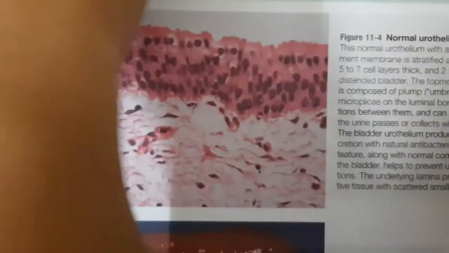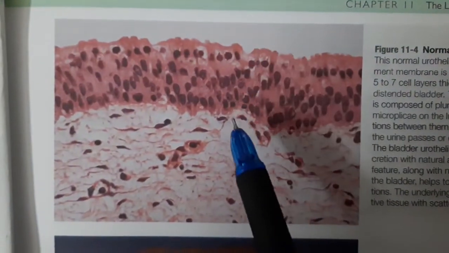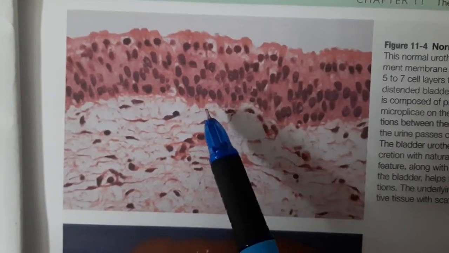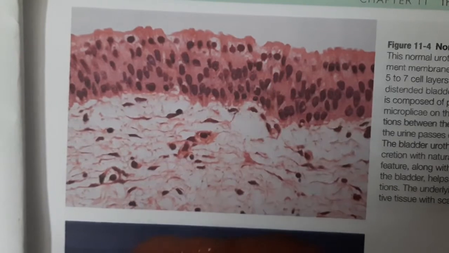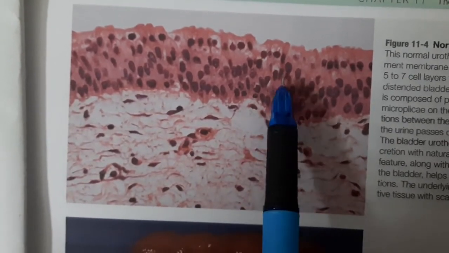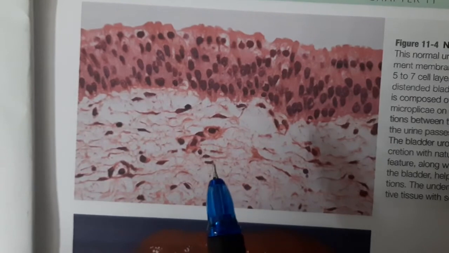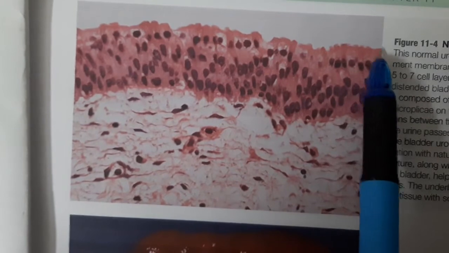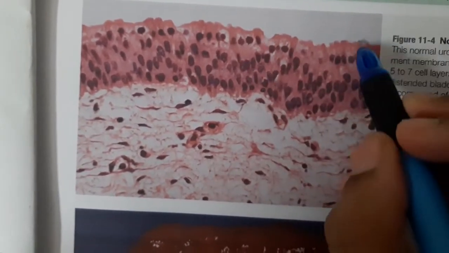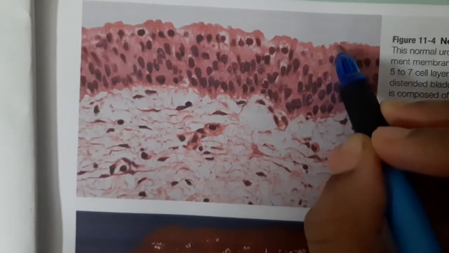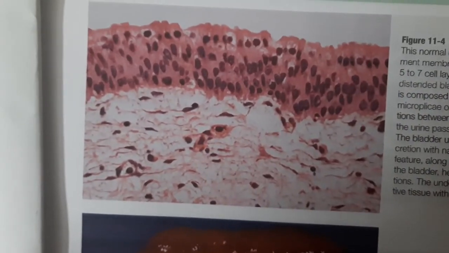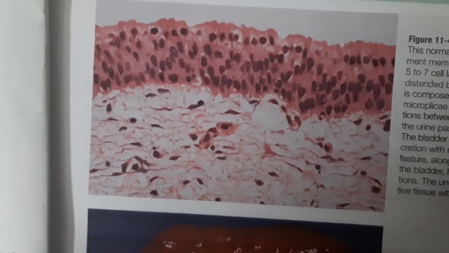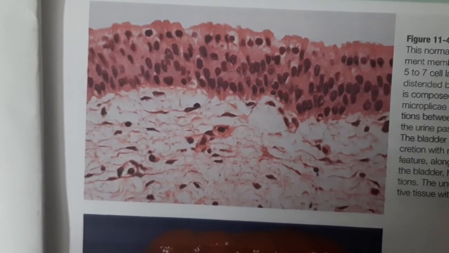Hello friends, if you can see, this is the picture of histopathological picture in Robbins pathology. In this, you can see that this is a normal urothelium, that is transitional epithelium, which is almost 5 to 7 layers thick. And if you can see this transitional epithelium, the topmost layer contains umbrella shaped cells. So these cells which you can see here are the umbrella shaped cells. Now below this you can see this has lamina propria. Okay, so this is the normal picture of normal urothelium.